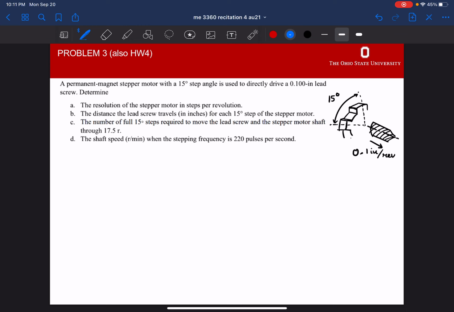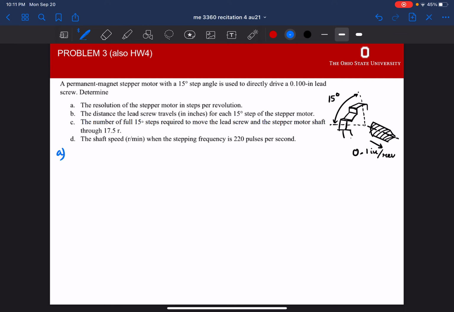360 degrees or one revolution. That is what it means here by the 0.1 inch lead screw. That's kind of implied or a part of the definition there. And now we need to figure out a couple of different parameters. So let's start with part A.